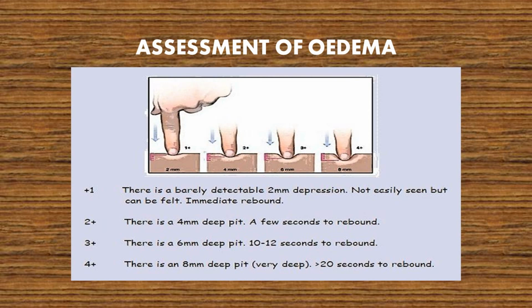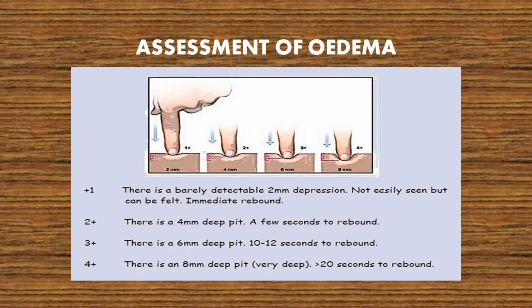The next one is 2 plus. When we apply pressure, it creates a slightly deeper pit, but it disappears in a few seconds. So basically, on average, it's about 4 mm deep. The next one is 3 plus. So whenever pressure is applied, it creates a noticeably deeper pit. After removal of pressure, it may last for 10 to 12 seconds or more, and it's about 6 millimeters deep.